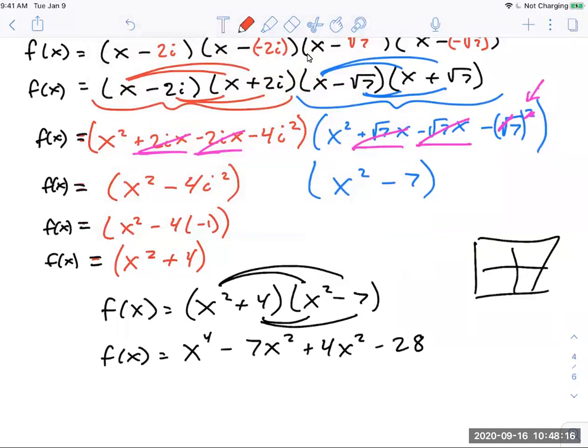What can combine? Negative 7x squared and 4x squared. Good.